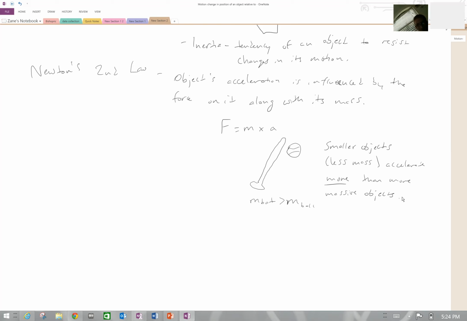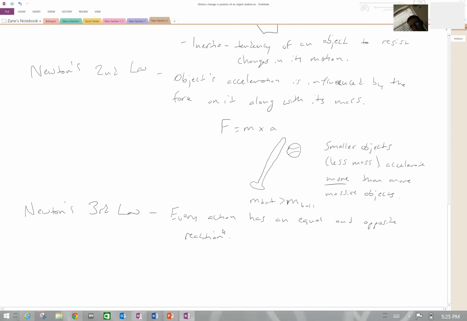Okay, let's talk about Newton's third law. Newton's third law says every action has an equal and opposite reaction. So, using our baseball example, up here, when the baseball collides with the bat, there's a force being exerted on the bat. Notice the little arrow I'm drawing. And there's a force being exerted on the ball by the bat.